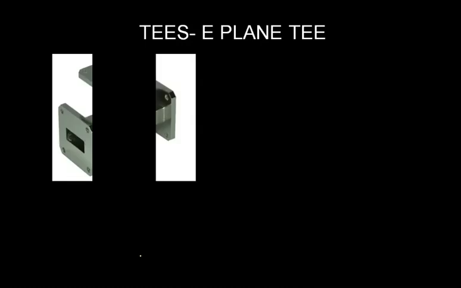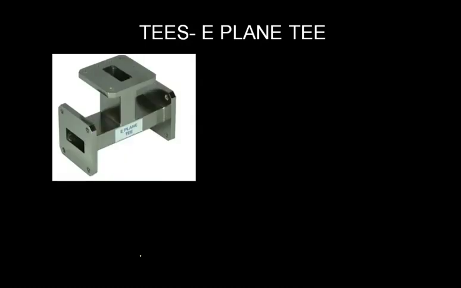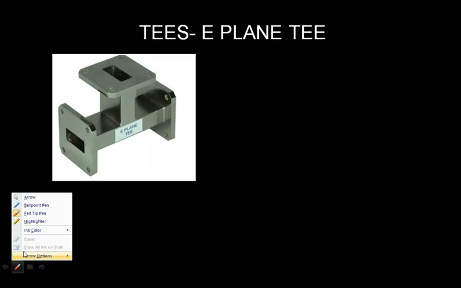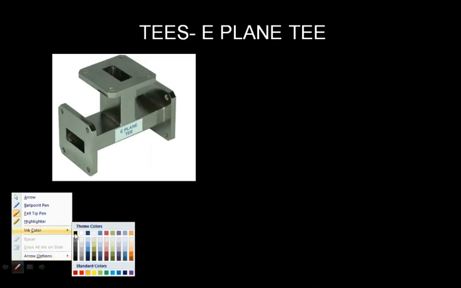We'll start our session with the T's. And the T which we are going to see today is nothing but the E plane T. Now, whenever I see the structure of this E plane T, you can see a rectangular slot. This is nothing but the rectangular slot which you can see here. I'll just show you where it is. So I can say this is the rectangular slot.